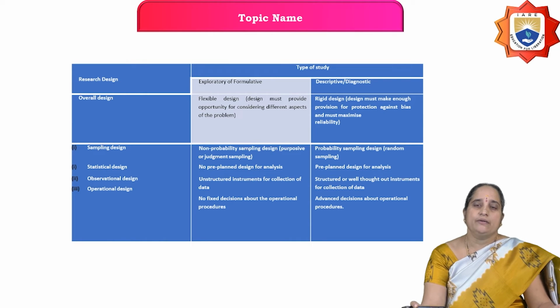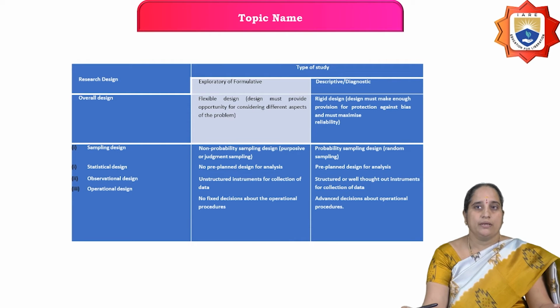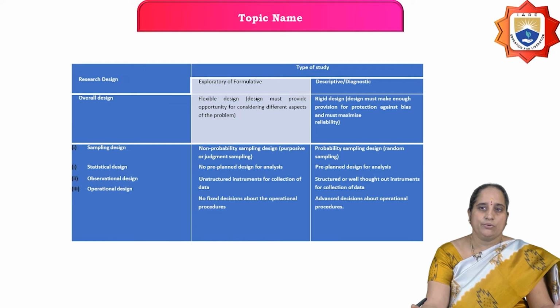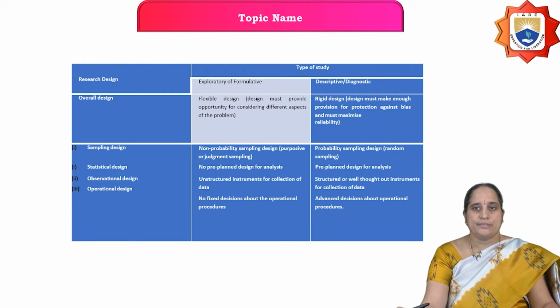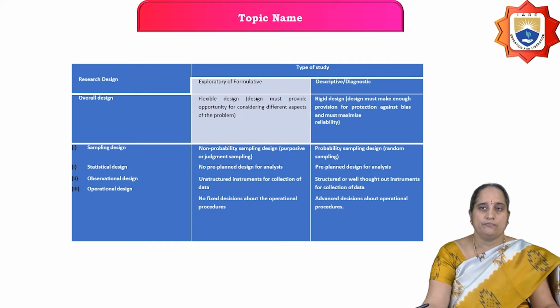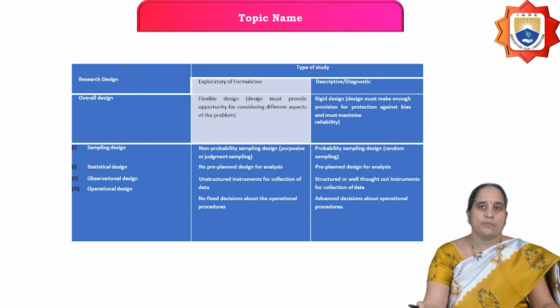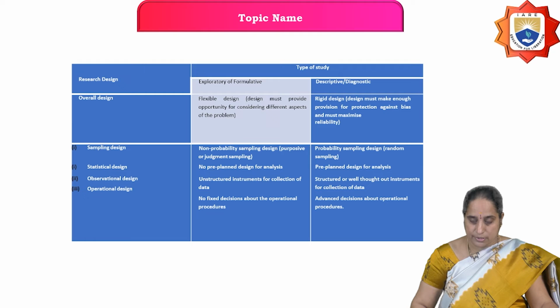In exploratory research studies, there are no fixed decisions about the operational procedures, whereas that may happen in descriptive or diagnostic research studies. So always we need to have advance decisions, because you have already formulated a plan for how to conduct the research further. So it is well defined. That is the reason the operational design we have can be seen in descriptive or diagnostic research studies, not in exploratory research studies.